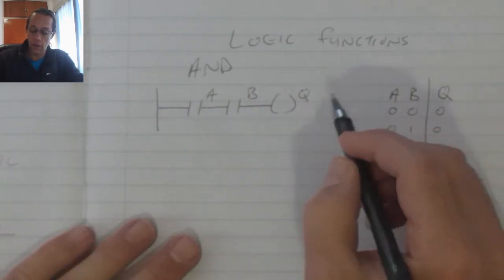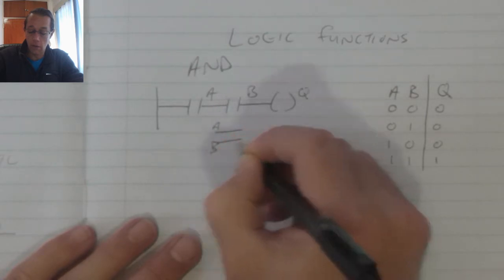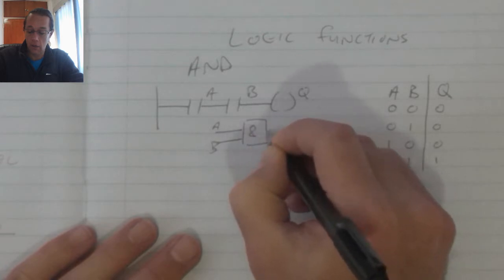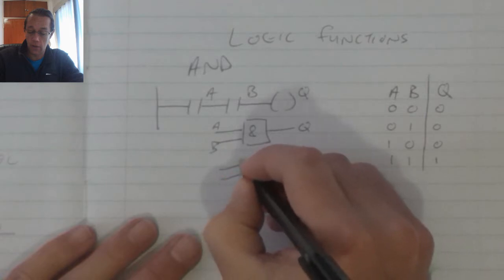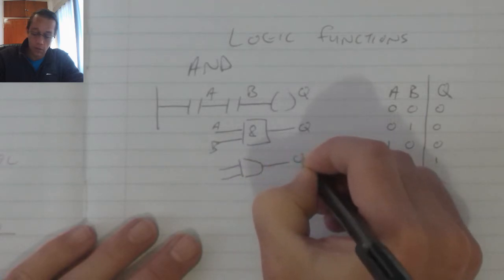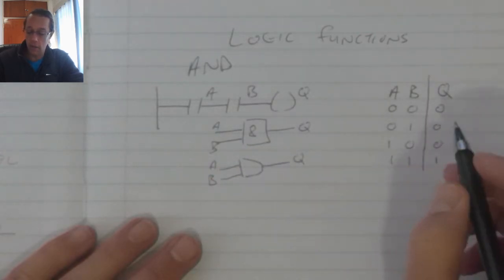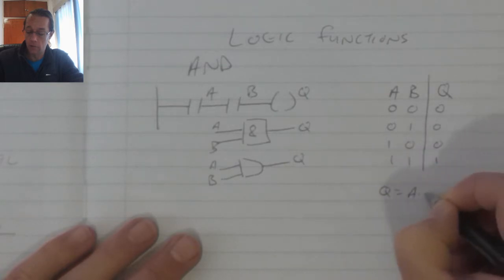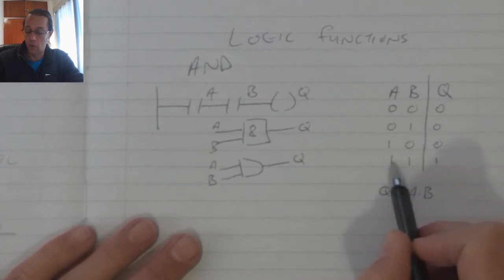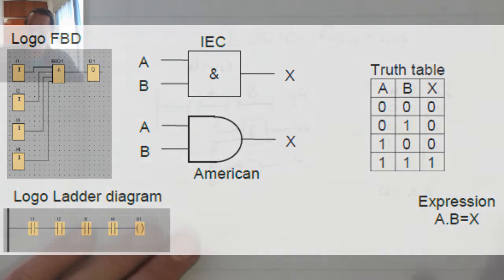To represent this in a functional block diagram, we use the AND symbol. A and B gets ANDed, and that gives me my output. The American symbol looks like that, and representing it in Boolean, we can see that Q is dependent as the product of A and B. If they are both 1, then the output will be 1. The moment I've got a 0 on the input, the output automatically turns to 0.